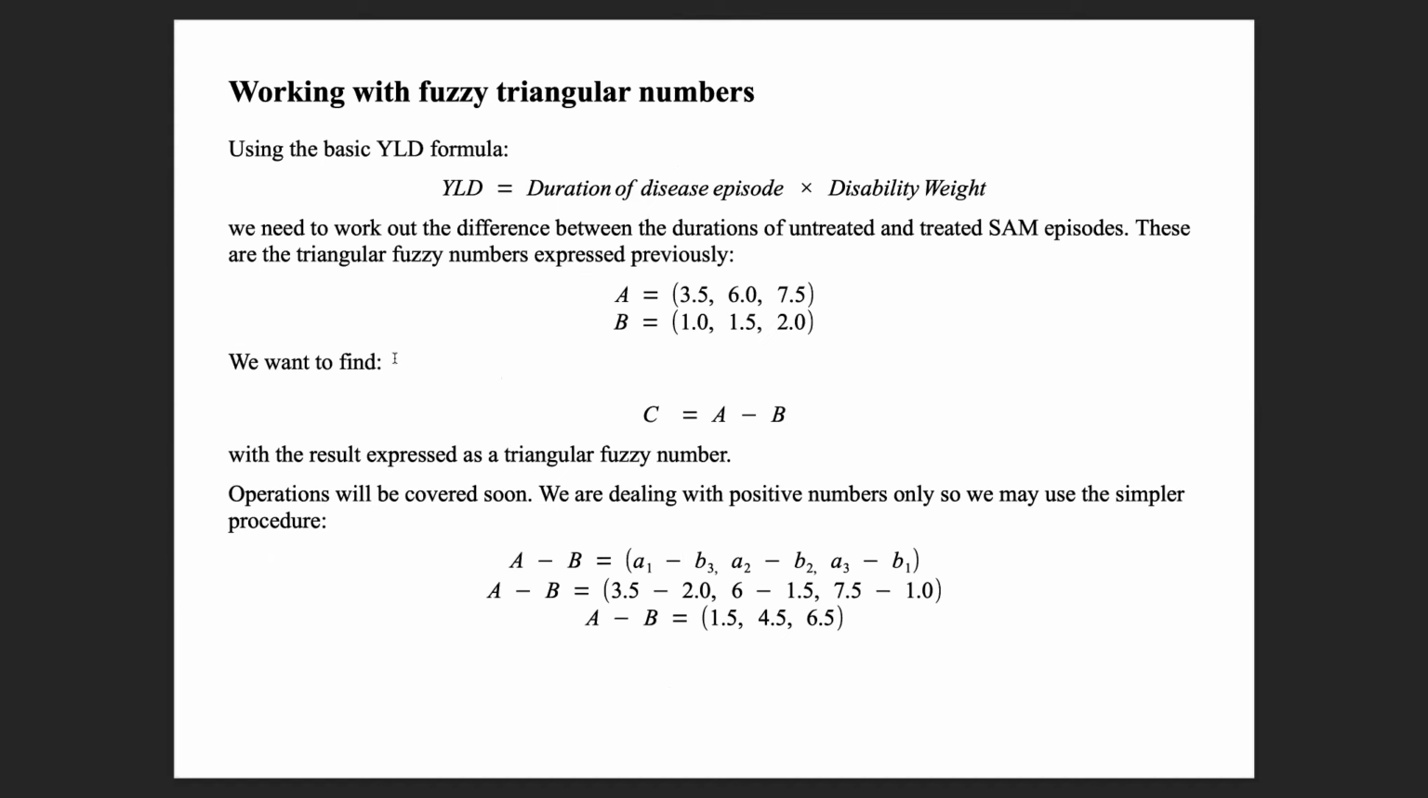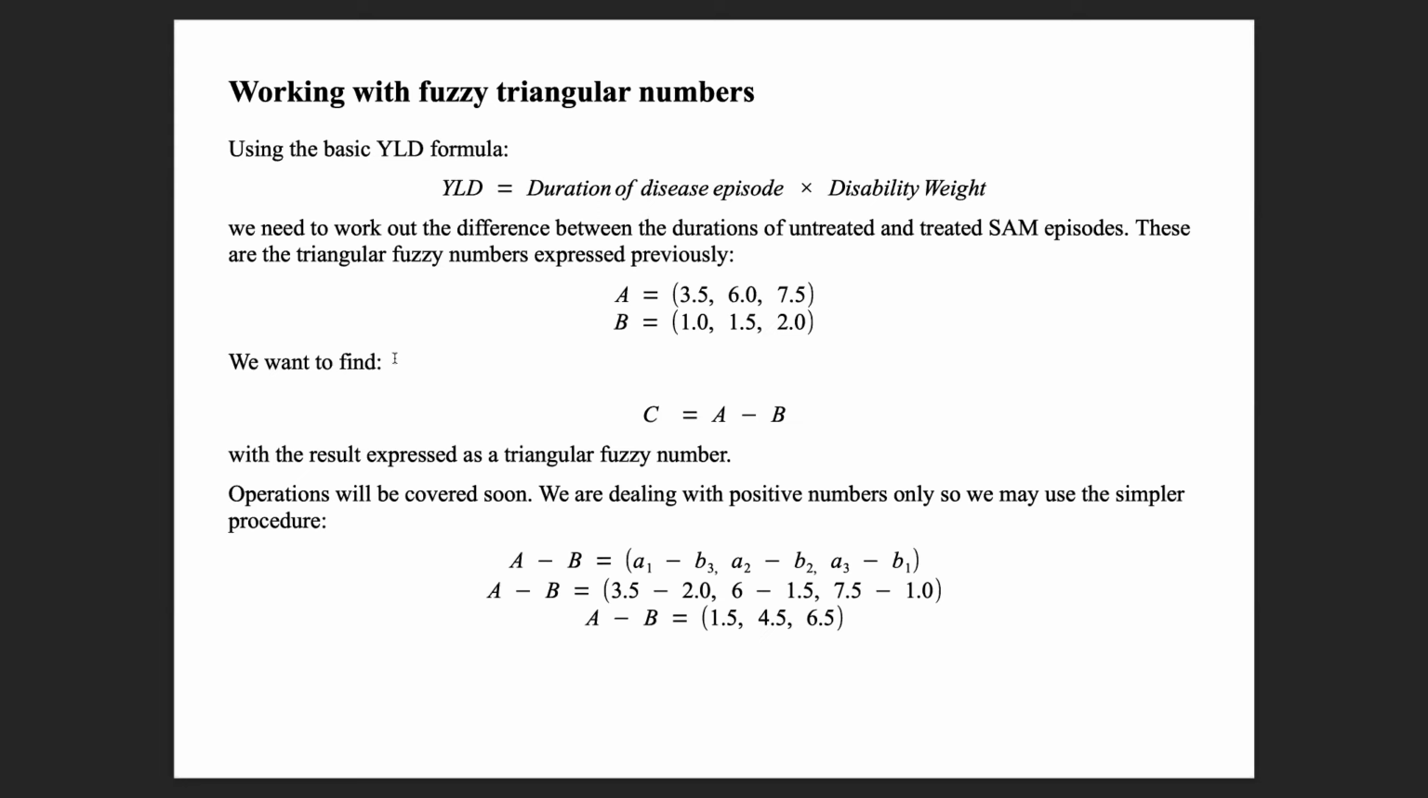So here's our basic years lived with disability formula. That's the duration of disease times the disability weight. Now we need to work out the difference between the duration of untreated and treated SAM episodes. And those are the triangular numbers we've just been talking about. If A is our untreated duration in months and B is our treated duration in months, we want to find C, which is A minus B, the difference between untreated and treated cases. And we want to express that as a fuzzy triangular number. And we'll look at how these calculations are done in a minute.